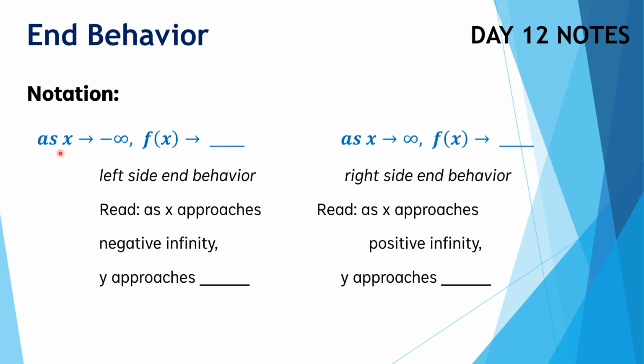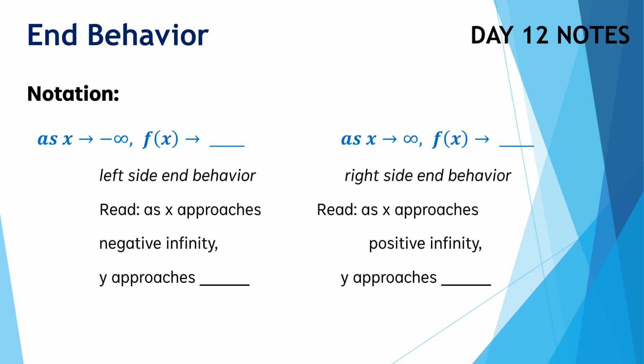And this in light blue that I'm highlighting is the end behavior statement for the left side. And it's read, as x approaches negative infinity, f of x or y approaches, and then we have a blank. That blank will be some value, some number, or positive or negative infinity. The right side end behavior follows a similar format, but it's as x approaches positive infinity on the right, f of x or y approaches, again, some value, a number or positive or negative infinity, just depending on the function.